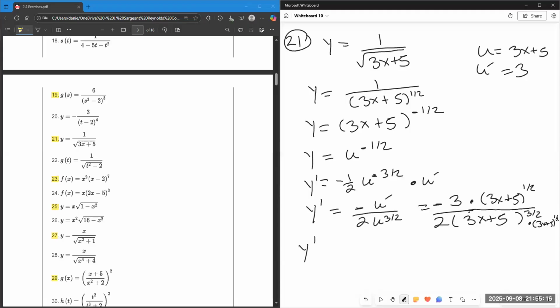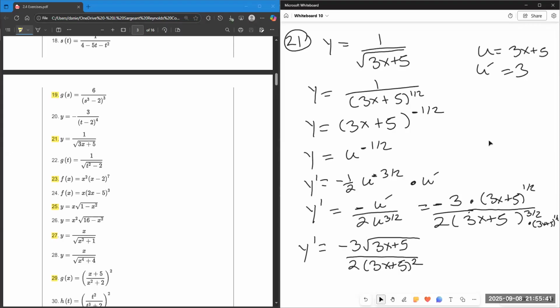So y prime is negative 3 square root of 3x plus 5 over 2 times 3x plus 5 to the 4/2, which will be squared. That makes a rational exponent in the denominator.